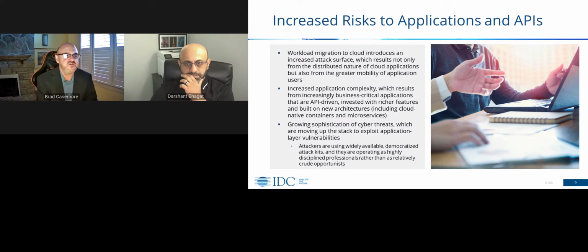And the attackers are using widely available, democratized attack kits, right? These are proliferating. They're almost like cookie cutter attack kits, but they can be customized in various ways. And they're operating in a highly disciplined and professional manner, which is different from the previous generation of attackers, the script kiddies and some of the others who were almost hobbyist in terms of their hacking exploits and so forth. So this is a more disciplined world of threats than we've ever faced before.